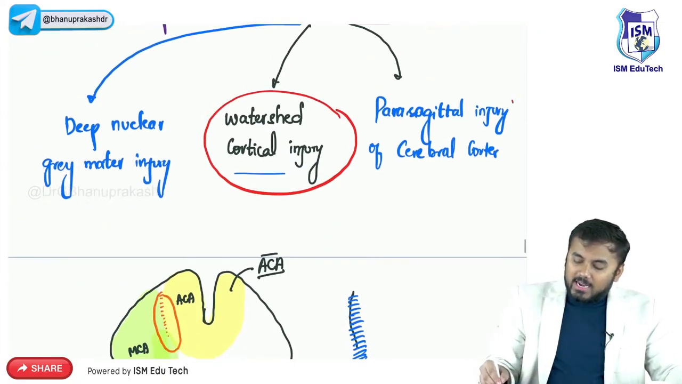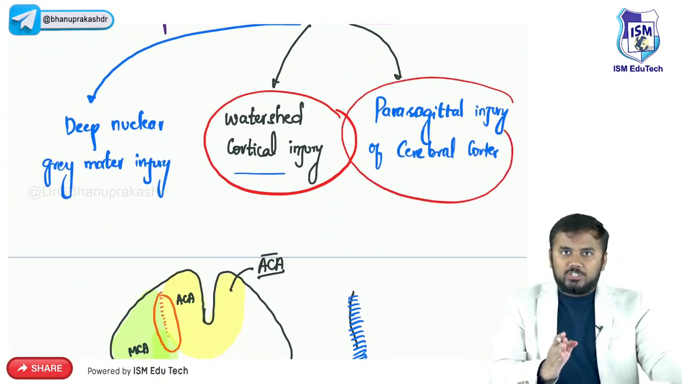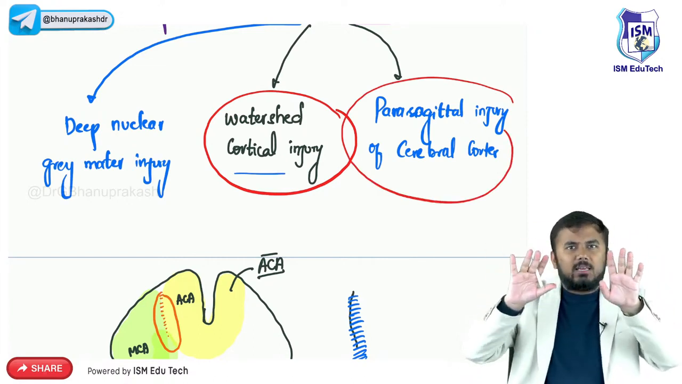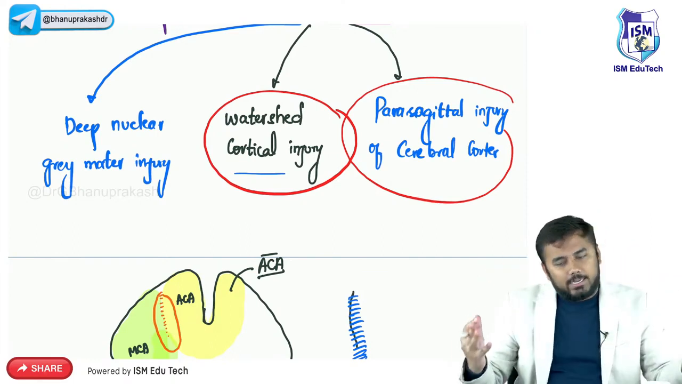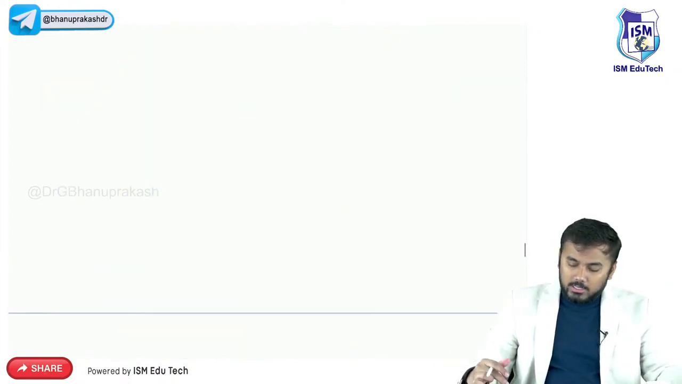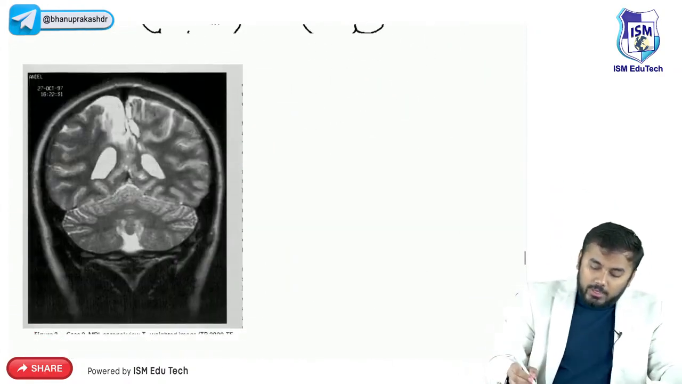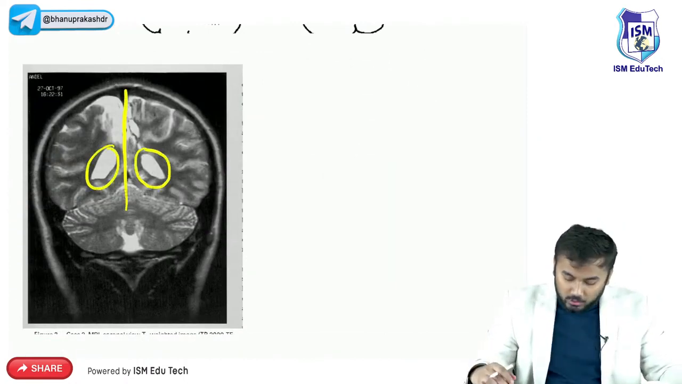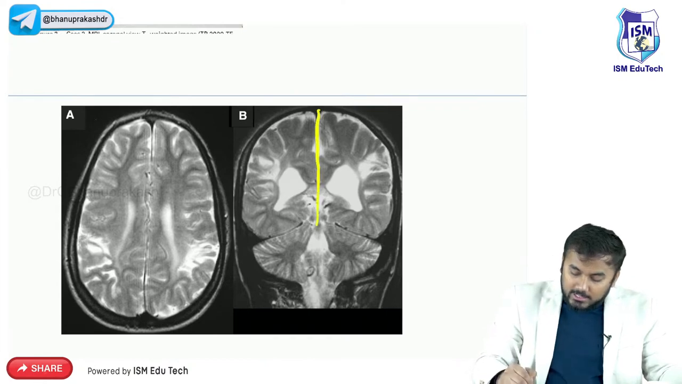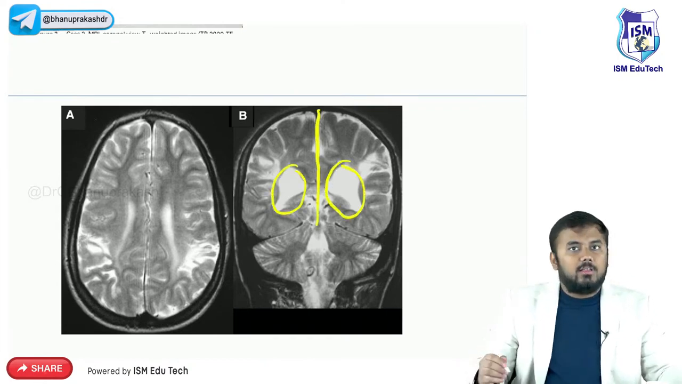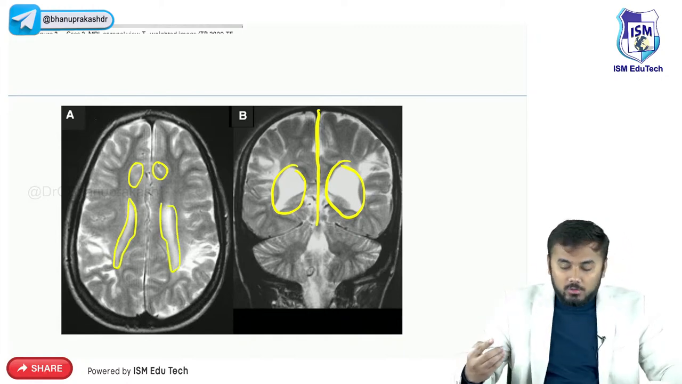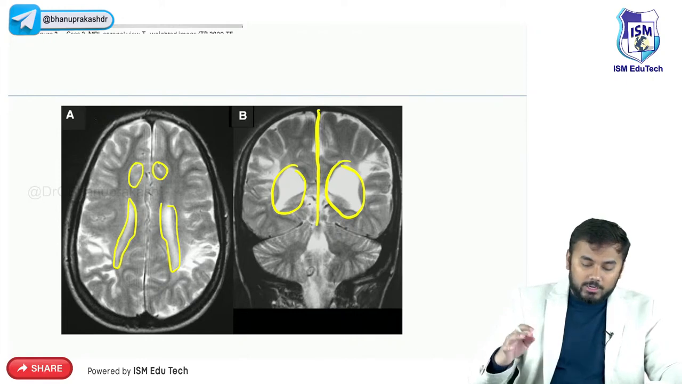Now what is parasagittal? Sagittal means this middle line. Para means on either side. It means on either side of the midline, if you are seeing some high intensity lesions, that is called parasagittal injury of the cerebral cortex. Look once, all of you look here. You see, this is the center. On either side, you can see white color lesions. See here also, this is the center. On either side, you can see white color lesions. This is parasagittal. And here, from the top till the bottom, you have this. This is called watershed injury. One will be parasagittal and the other will be watershed injury.